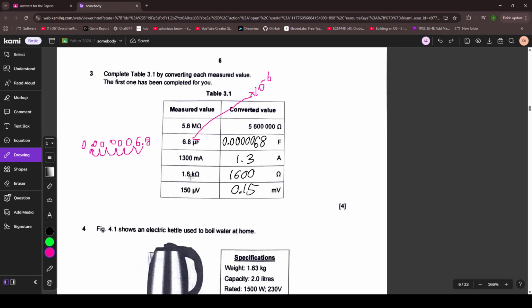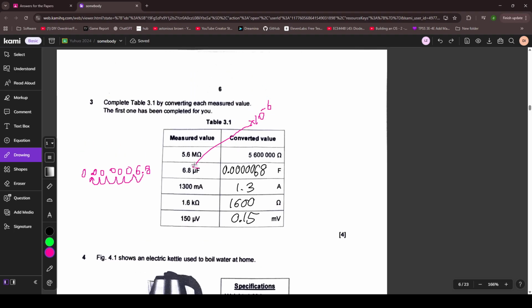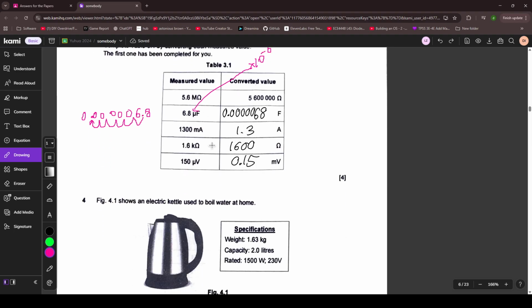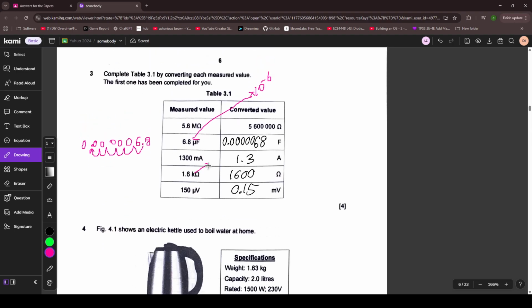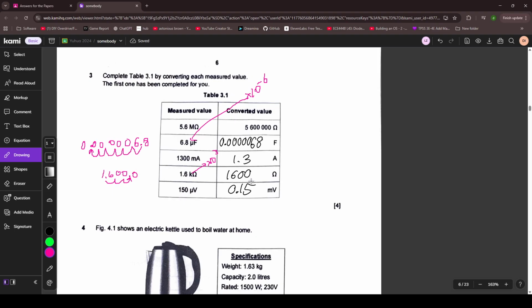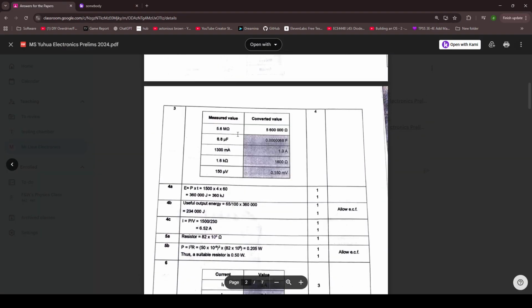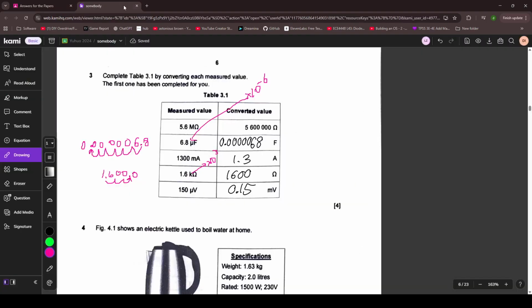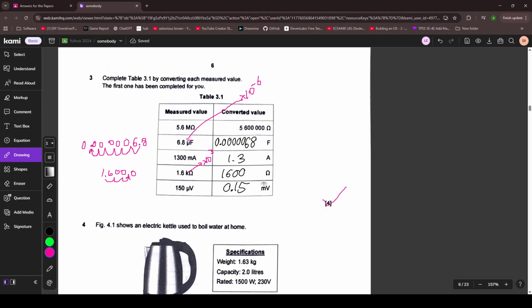But this is for a prefix that has a negative power. Then what about a prefix of positive power? So this is times 10 to the power of 3. In this case, we're going to move the decimal point to the right 3 times. So 1, 2, 3. So now it's here, and then we're going to have 1600.0 or 1600. So this is right. Let me check if I'm not just saying BS. I am not. So okay, yep, 4 marks.